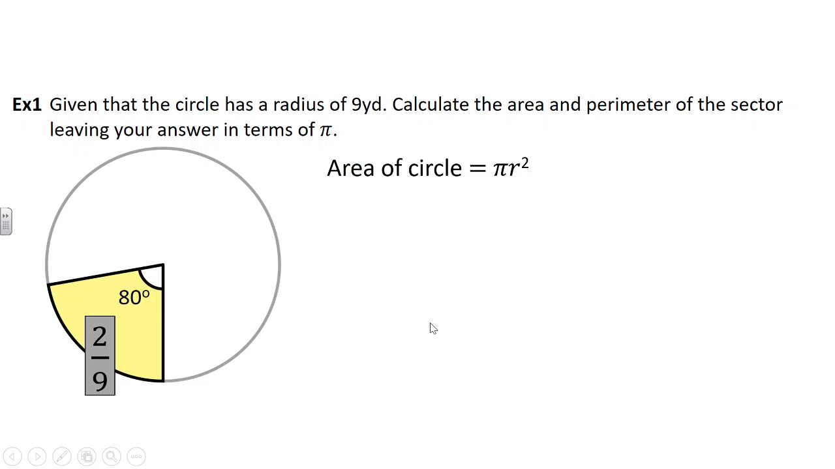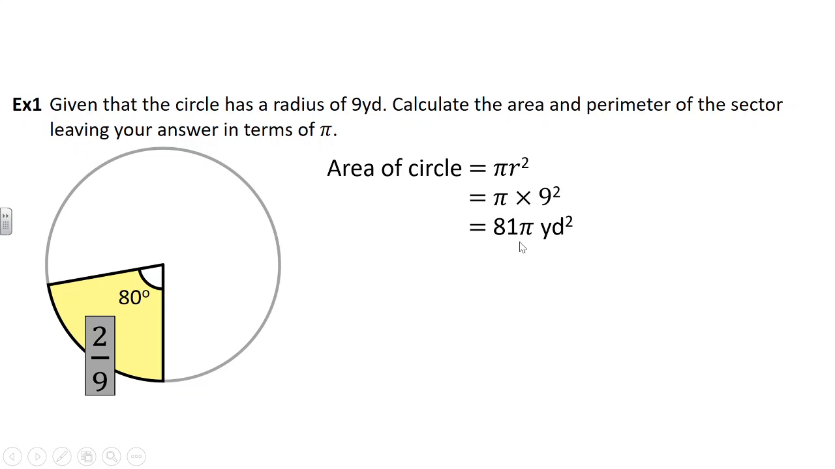So let's start by finding the area of the sector, so all this shaded in part of this sector. So you still use your formula for the full area of a full circle, which is pi times the radius squared. So we do it as if it was a normal circle. Okay, so we've got the radius of 9 yards up here. Okay, so it's not on the diagram, it's in the information.